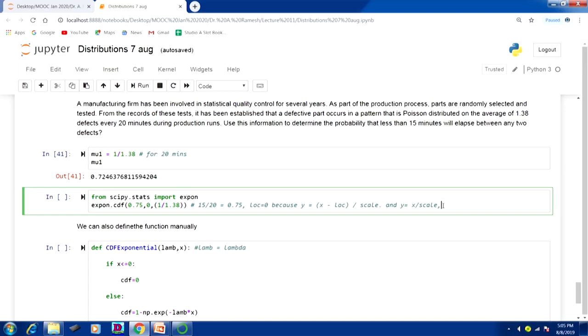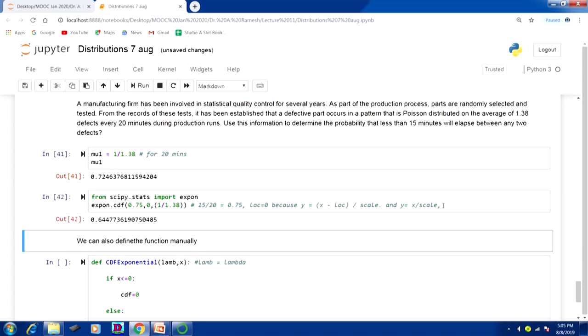So, we need to find the cumulative function of the exponential distribution. The lower limit of x is 0, the upper limit is 0.75. So, expon.cdf with upper limit 0.75, comma, lower limit and the lambda value. So, we will get 0.644.